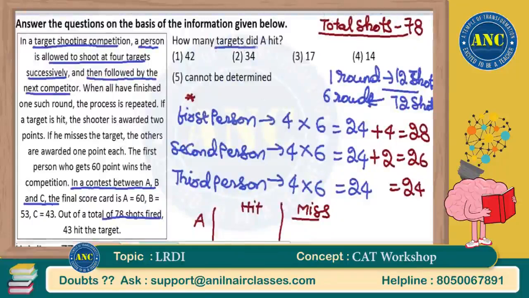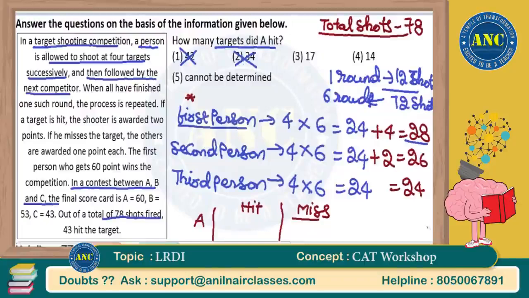How many targets did A hit? The maximum shots a person can hit is 28. It cannot go beyond 28. So first option 42 is eliminated. Second option 34 is eliminated. So it could be 17, it could be 14, or it cannot be determined. Listen carefully. 17, 14 or cannot be determined.